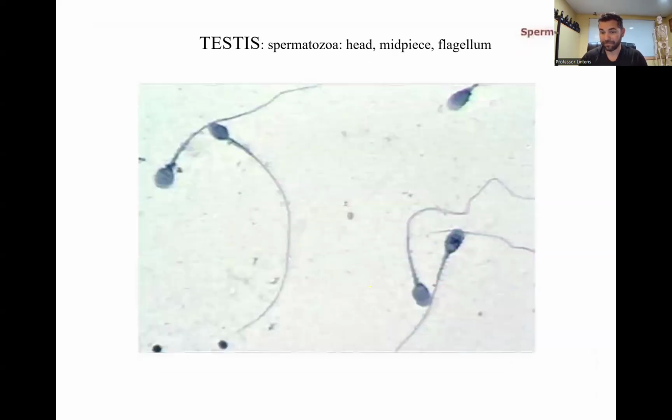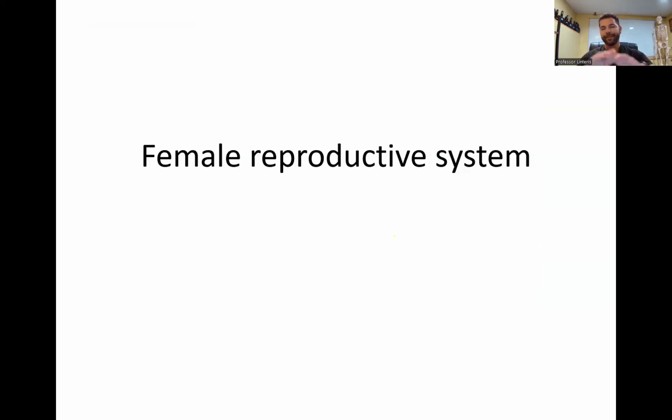This is a picture of sperm. Obviously, we could recognize the head, the midpiece, and the tail, respectively, also known as the flagellum. And we made it through the male. The male's pretty straightforward. Recognize your anatomy, couple histology slides, you're good.